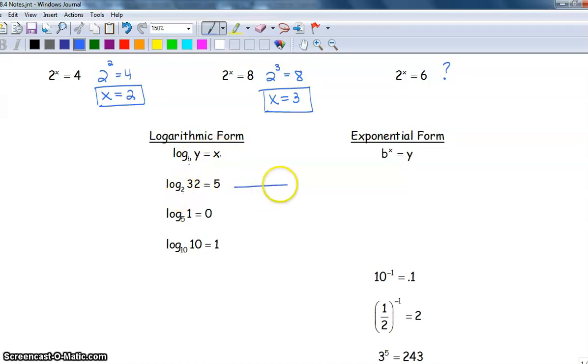So if I'm going from log to exponential, I take the log base 2 and I raise that to whatever it's equal to, the fifth power, and that gives me my number 32. And you can check this in your calculator. 2 to the fifth does equal 32. Again, if I'm going from log to exponential, I take that base of 5, I raise it to what it's equal to, 0, and that's equal to 1. And that's true. Anything raised to the 0 power gives us 1. My base is 10. 10 to the first power gives me 10. And yes, again, that's true.